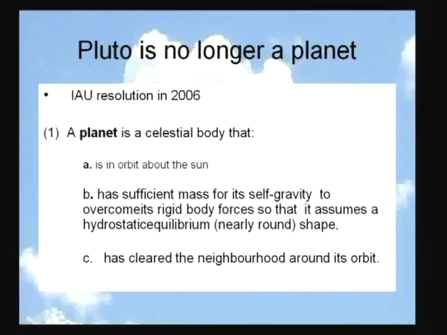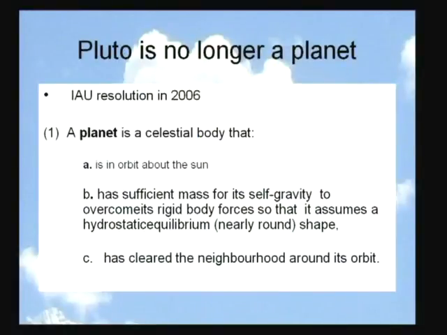With this picture in view, let me briefly discuss the question, why is Pluto no longer considered to be a planet? When we were in school, and I presume when you were in school also, you might have learned that there were 9 planets, and Pluto was taught to be one of the planets, but it no longer is considered to be a planet. Okay.